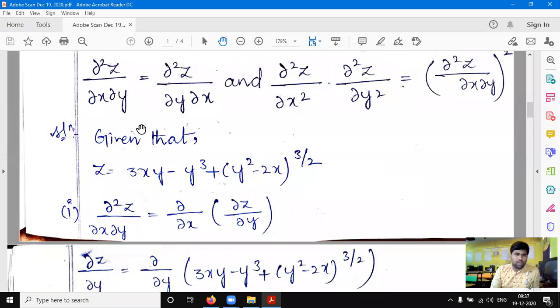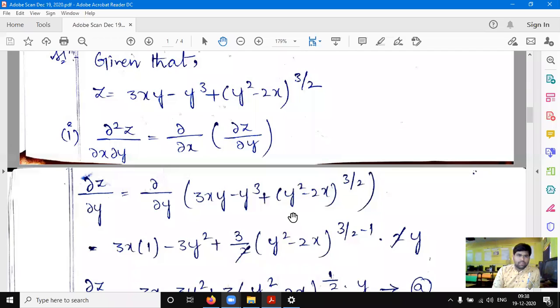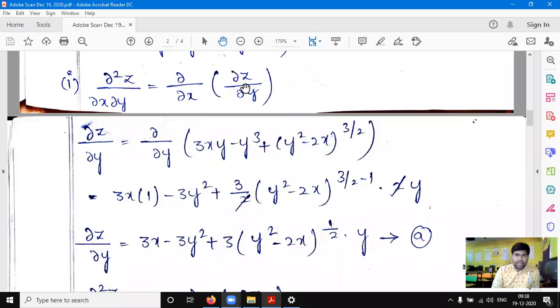Right. Solution. Given that z is equal to (3xy − y³ + y² − 2x)^(3/2). First we have to find this one, that is ∂²z/∂x∂y. So ∂²z/∂x∂y is equal to ∂/∂x into ∂z/∂y. First we have to calculate ∂z/∂y.